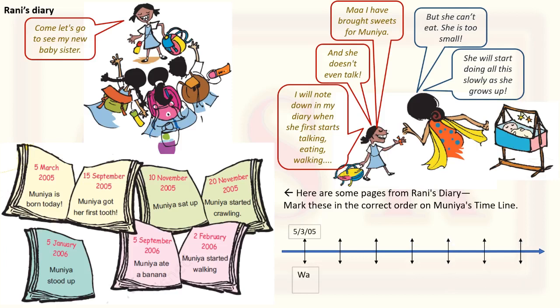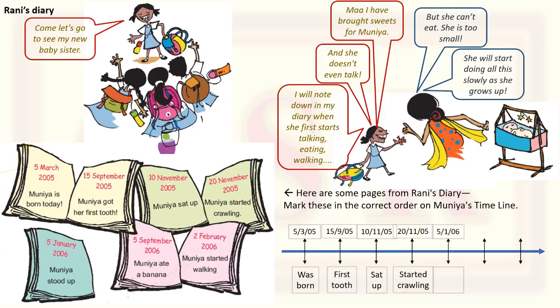So the first event was at 5:03, she was born. The next event was 15:09, where her first tooth came. Then 10:11, what happened? She sat up. The next event is at 20:11, which is started crawling. The next event is at 5:106, and she stood up on that date. Second last is at 2:02, and the event is started walking. The last one is at 5:906, and the event is ate banana.